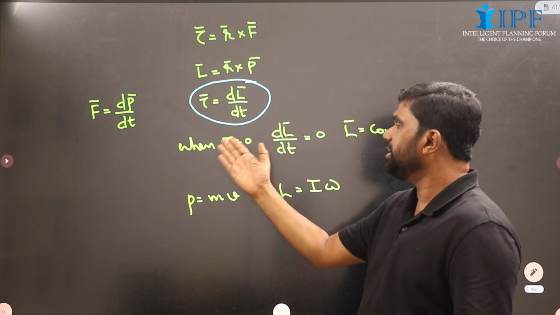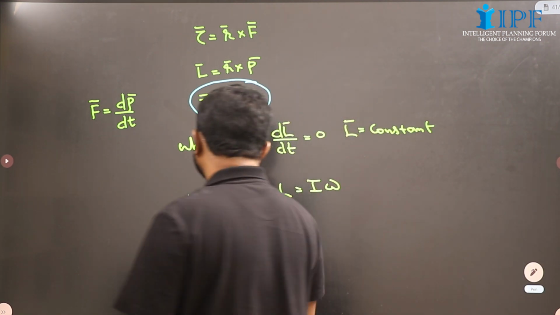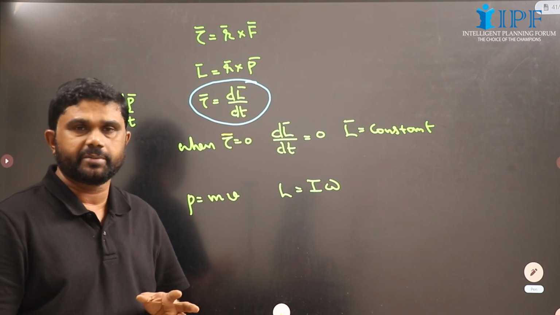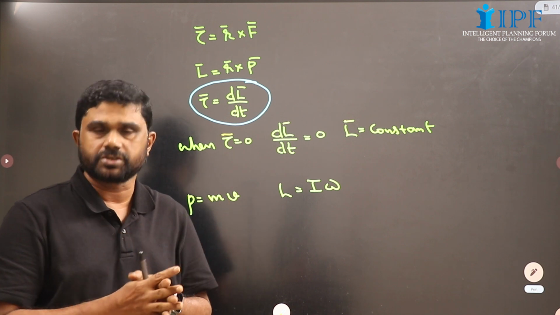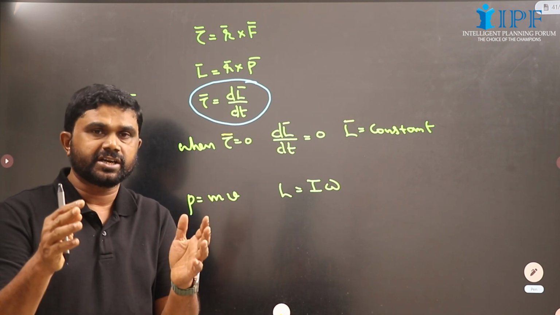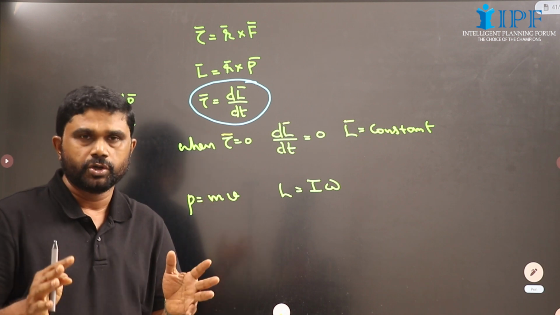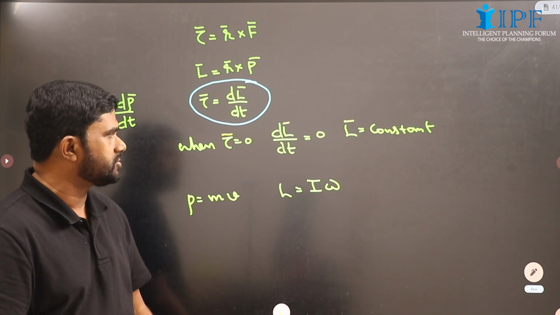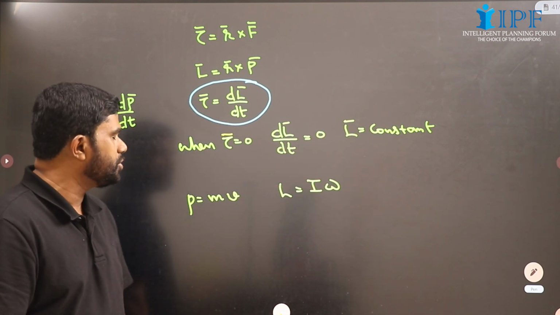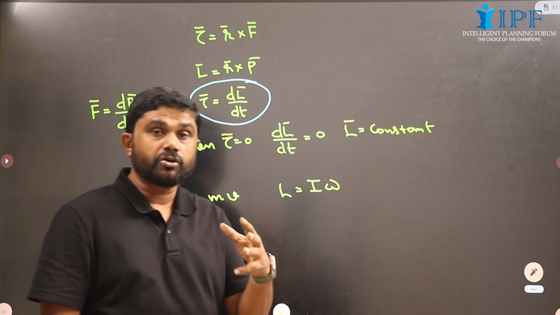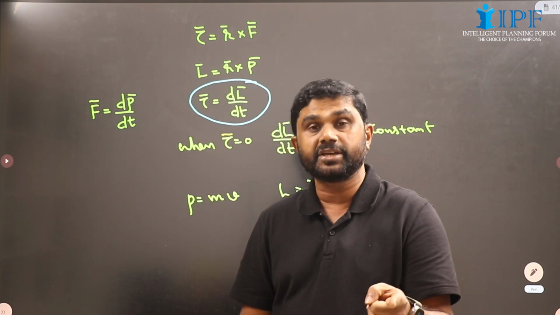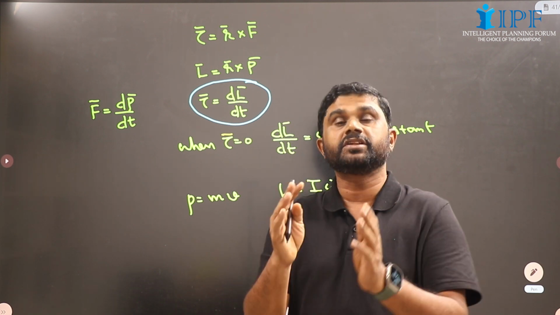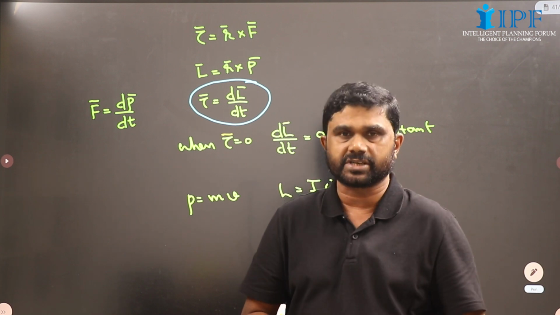Now when the external torque on a system is 0, then dL by dt, the differential of the angular momentum, is 0. What does it mean? Angular momentum is constant. So whenever the external torque acting on a system is 0, or when there is no external torque acting on a system, its angular momentum is conserved. So L equal to constant when tau equal to 0. It is analogous to the law of conservation of linear momentum in linear mechanics. When there is no external force, linear momentum is conserved. When there is no external torque, angular momentum is conserved.